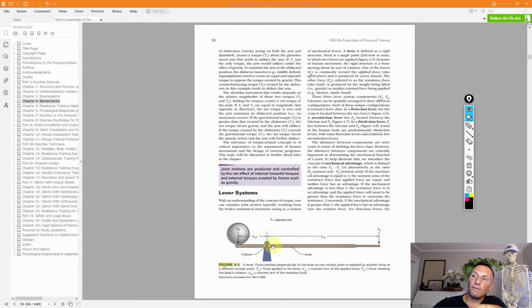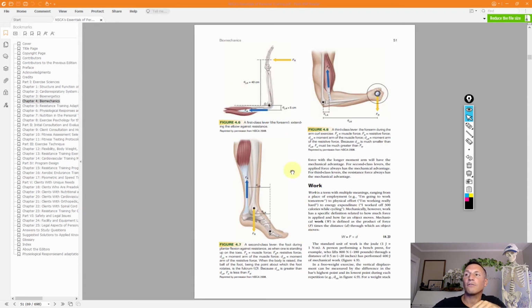And there are first class levers, second class levers, and third class levers. So you'll read through this. Again, a lot of information condensed in a few pages. If you watch the lecture videos first and then come back and read this, it should make some sense.